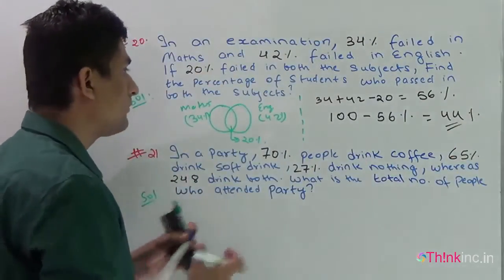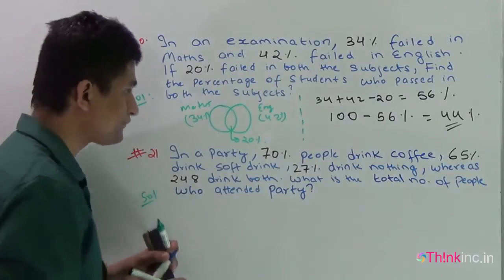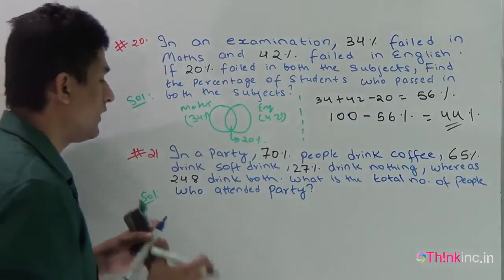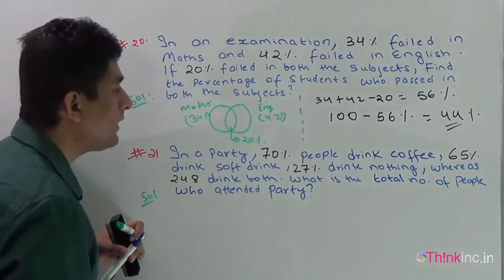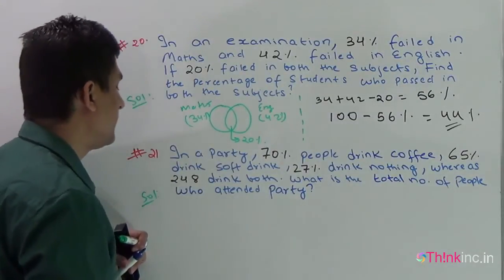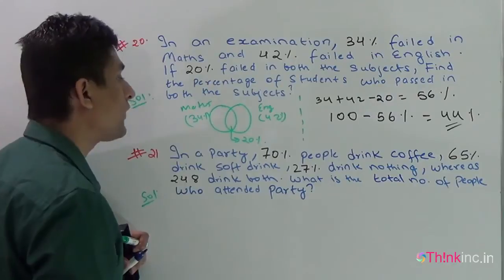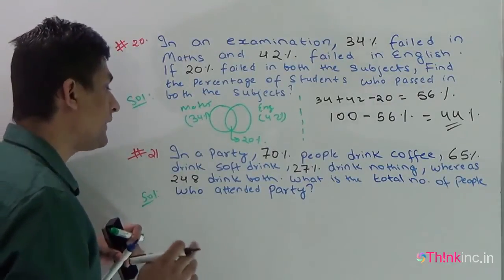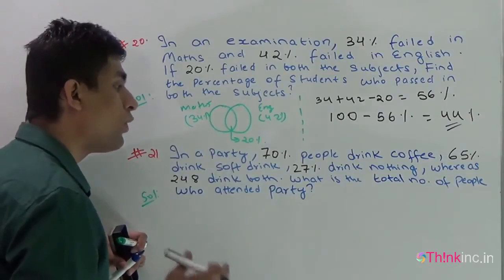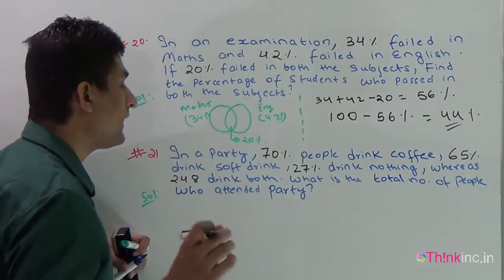Now I am moving to the next question. Again a simple question. This question says, in a party 70% people drink coffee, 60% drink soft drink, 27% drink nothing, whereas 248% drink both, that means coffee and soft drink.